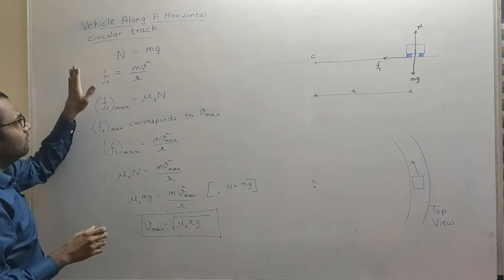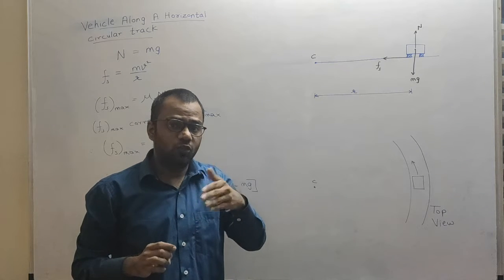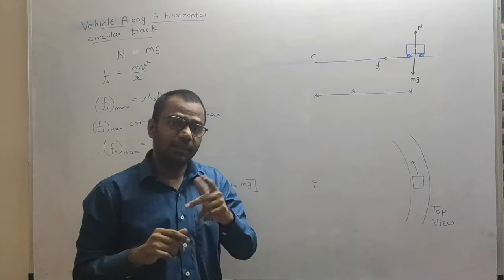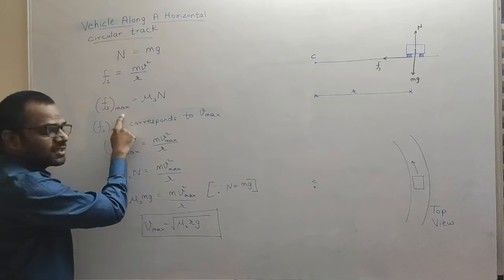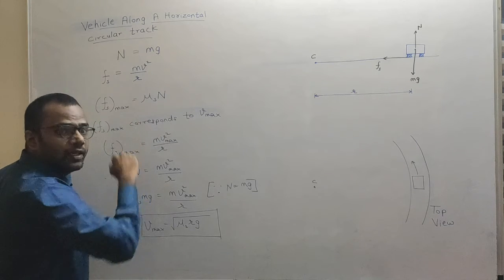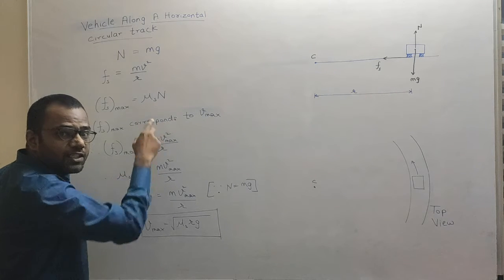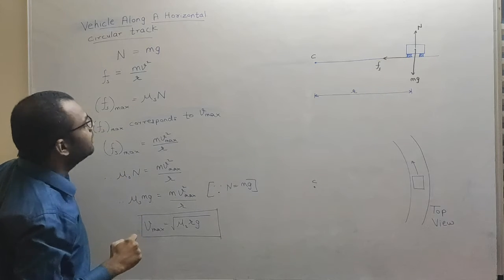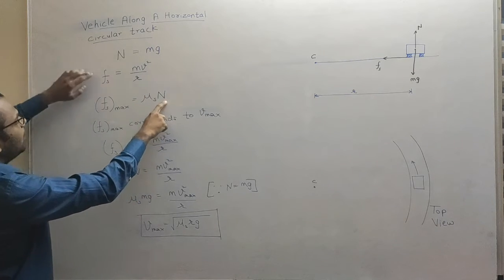But we know that there is a limit to which Fs can increase. There is a limit to which the static force of friction can increase. We have studied that in 11th standard. That limit is called the limit of static friction. So what is the highest limit? It is called Fs max, the limit of static friction, and that is given by mu s into N, where mu s is the coefficient of static friction. So Fs max is equal to mu s into N. Now look here.